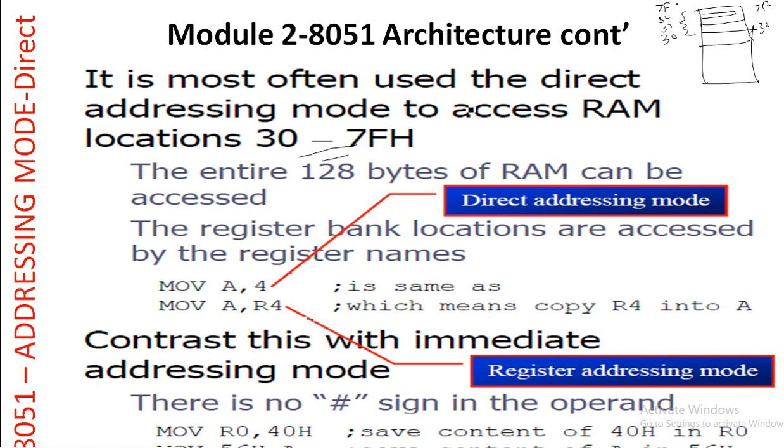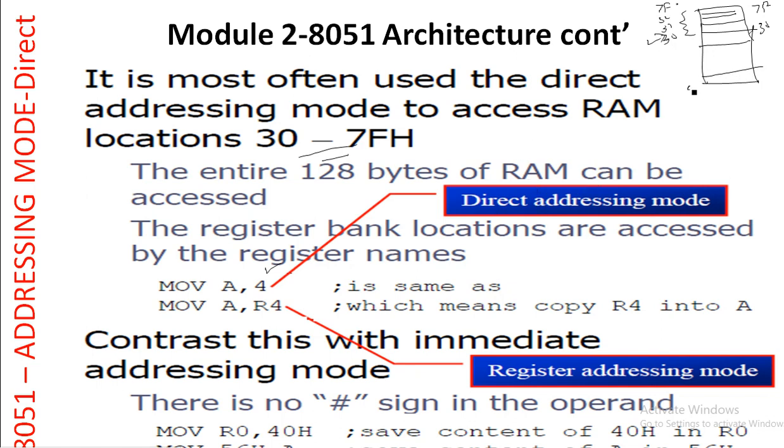That is direct addressing. The direct address is mentioned in the program. That is what is called a direct addressing mode. For example, move A, R4. R4 means, if it is with 4 only, it indicates R4. Okay, so move A, R4 is an instruction to copy the content of the memory 4.